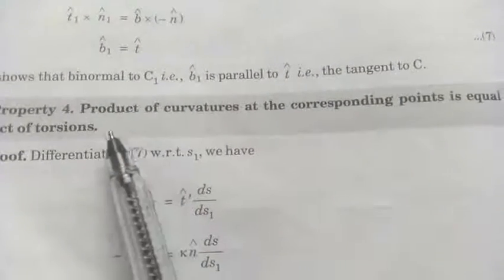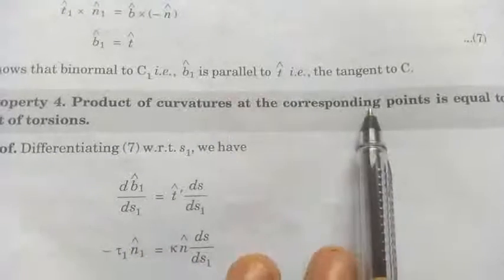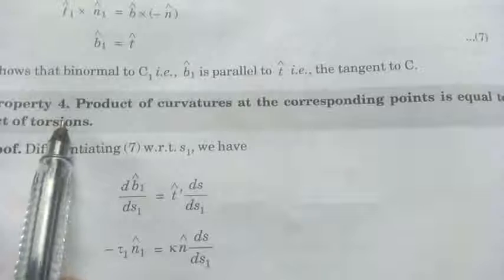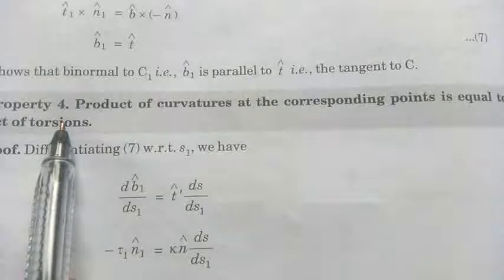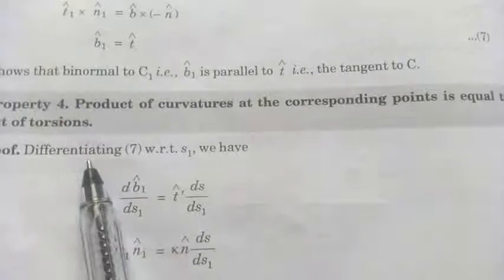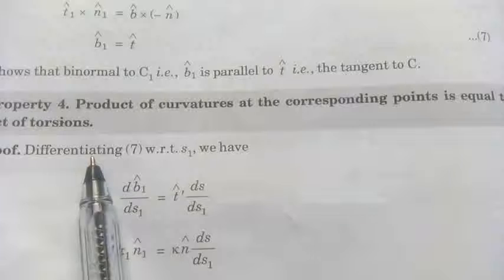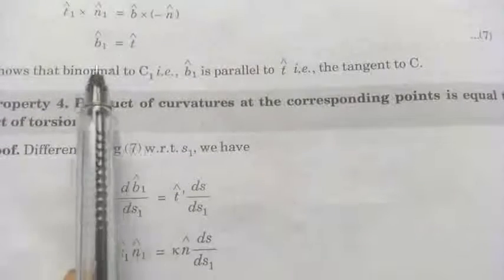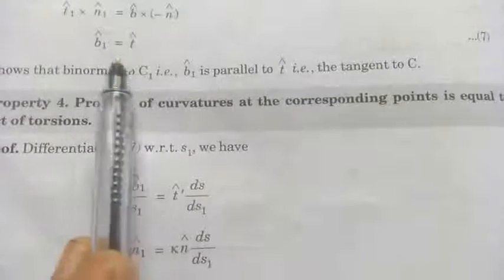Next we prove the fourth property. The fourth property is that the product of curvatures at the corresponding points is equal to the product of torsions. Now let us find the torsion for the curve C1. In order to find the torsion, we can differentiate the binormal vector to the curve C1, which we have obtained in equation 7.